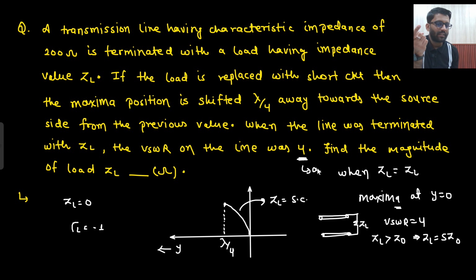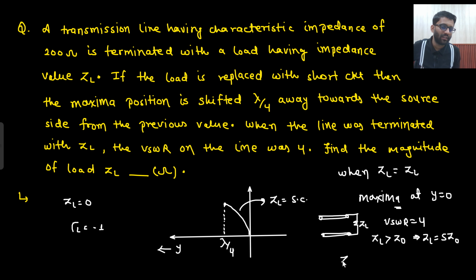But VSWR is some finite number. That means the load has to be resistive. Now if the load is resistive, then either ZL is greater than Z0 or ZL is less than Z0. If ZL was less than Z0, I would be getting a minima at y equals to 0, and if ZL is greater than Z0, then I would have got maxima. Since I am getting maxima only, ZL is greater than Z0.